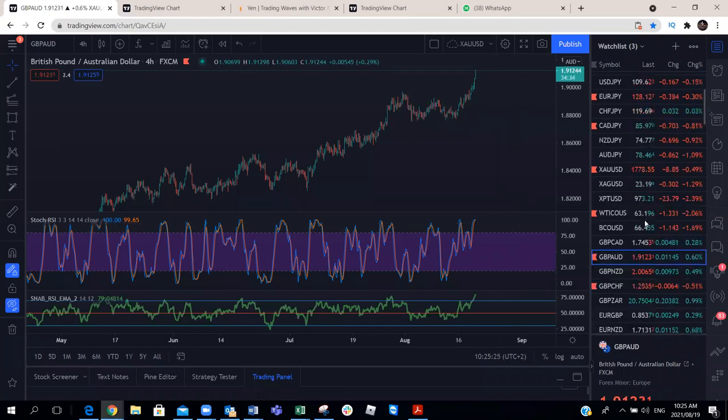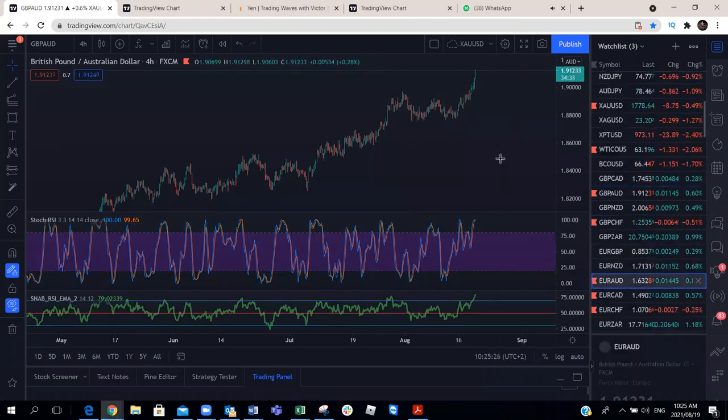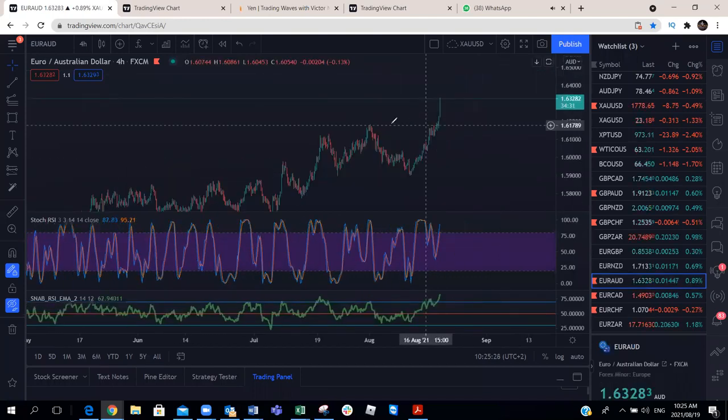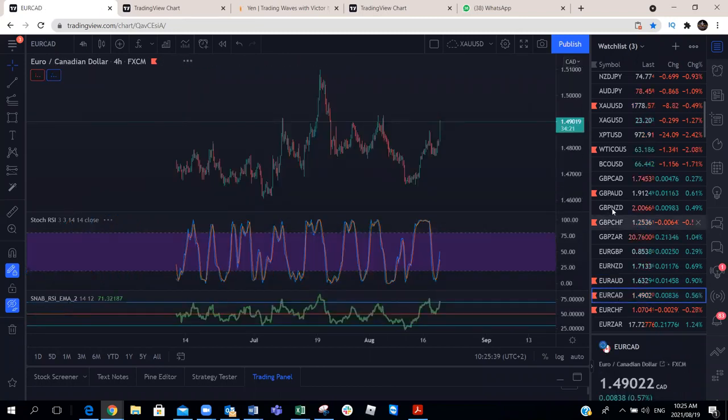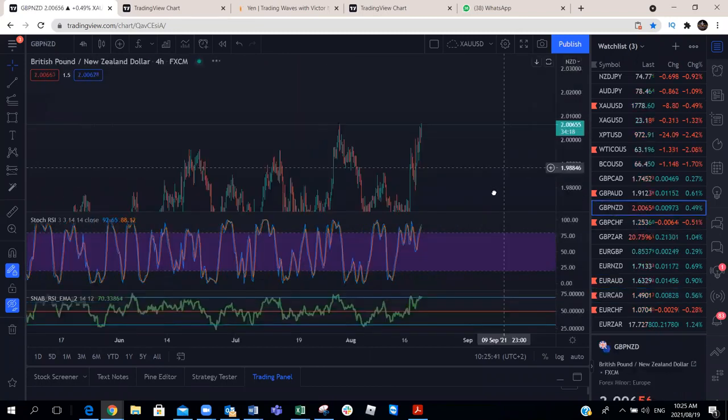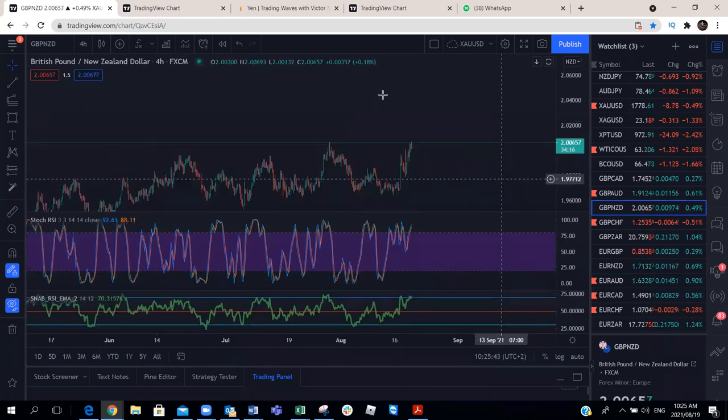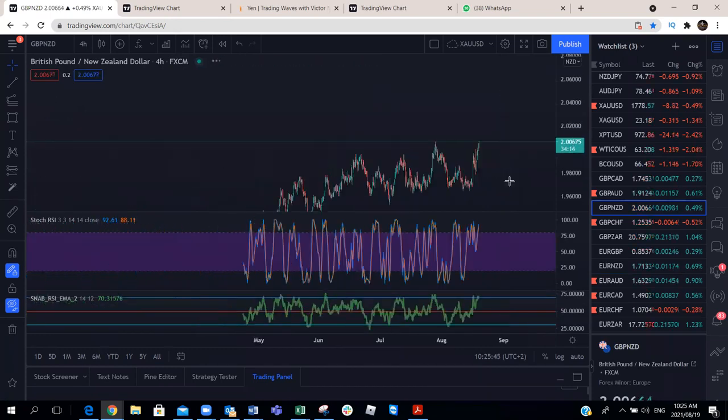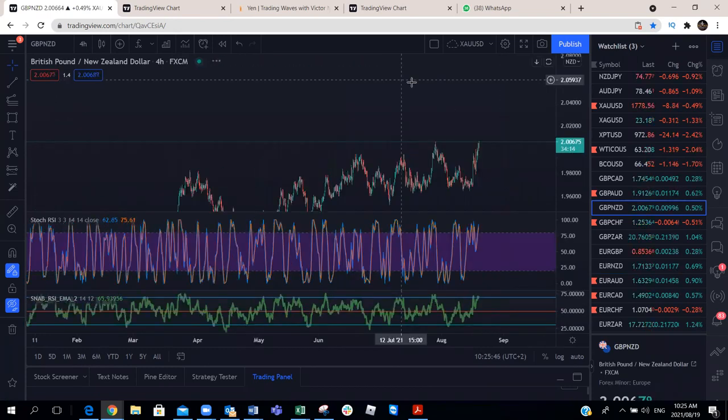Euro Audi, I want to go to Euro Audi, which was our trade of the week. We got the trade set up there. Trade of the week from here has now moved over 400 pips from here. Euro CAD, now let's go back to New Zealand. So obviously New Zealand and pound New Zealand and Euro New Zealand will be correlated. Euro New Zealand was our trade setup.